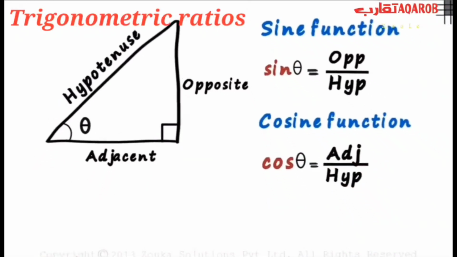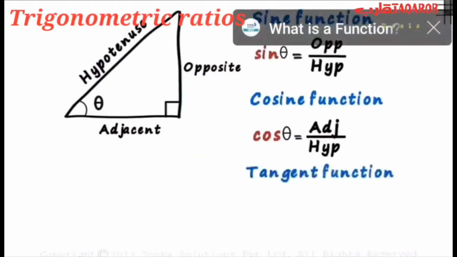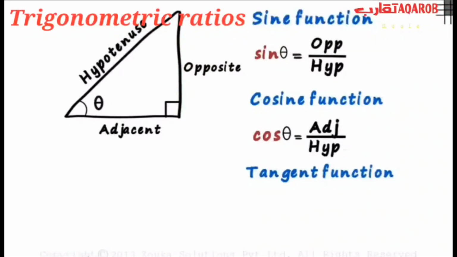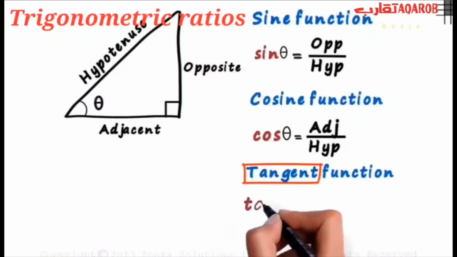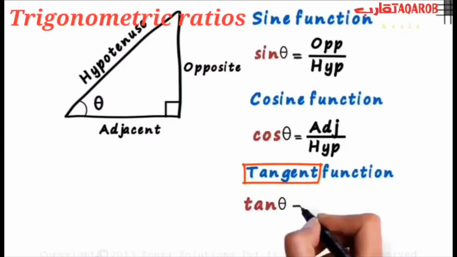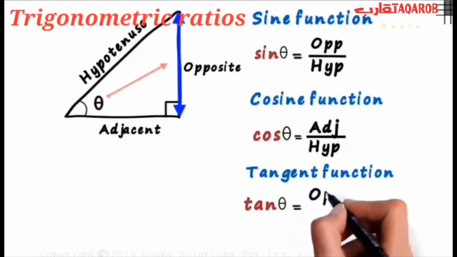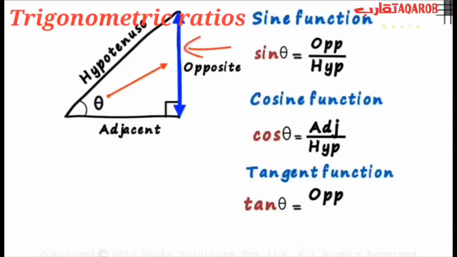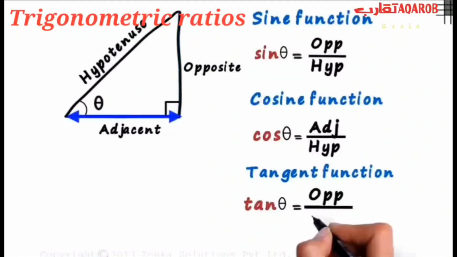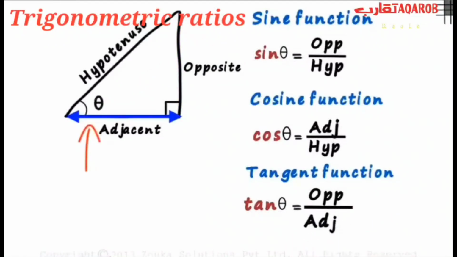The third important function is the tangent function. As I said before, the names sound very fancy, but the formulae are very simple. The tangent of theta is written as tan theta, and that equals the ratio of the length of the side opposite to theta, which is this side, to the length of the side adjacent to theta, which is this side.